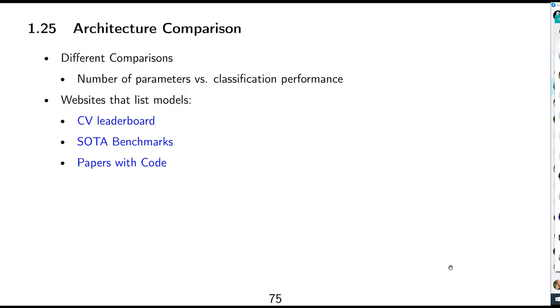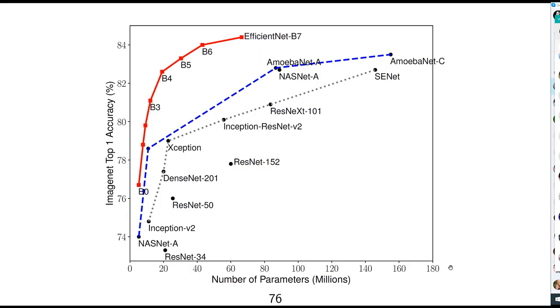Let's first look at some slides and copied comparisons here. All right, so what we see on the x-axis is the number of parameters in millions, and on the y-axis is ImageNet top 1 accuracy. And so what we can see is that the top network is EfficientNet B7. And EfficientNet B7 only has 60 million parameters, which is significantly less than what the VGG network had.